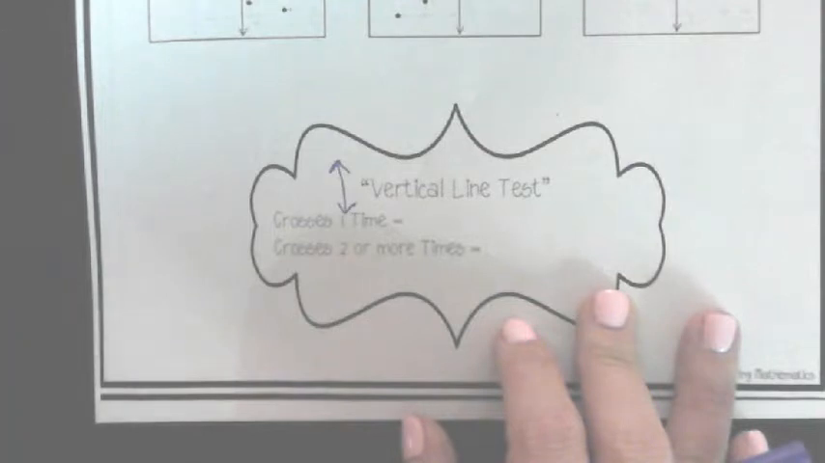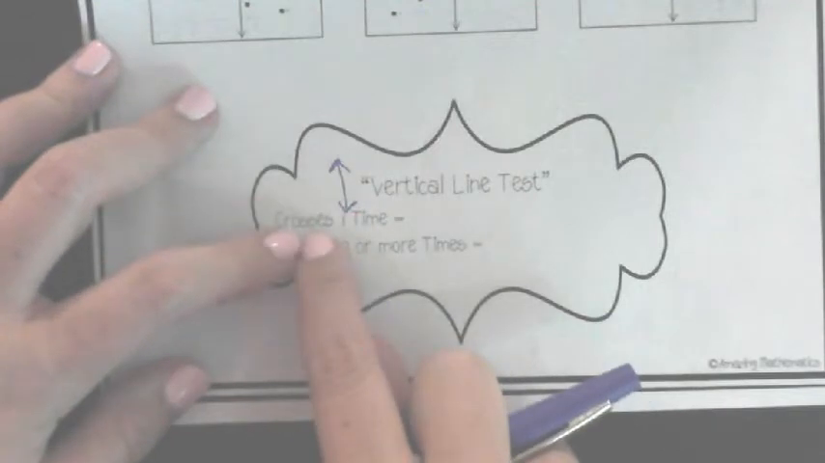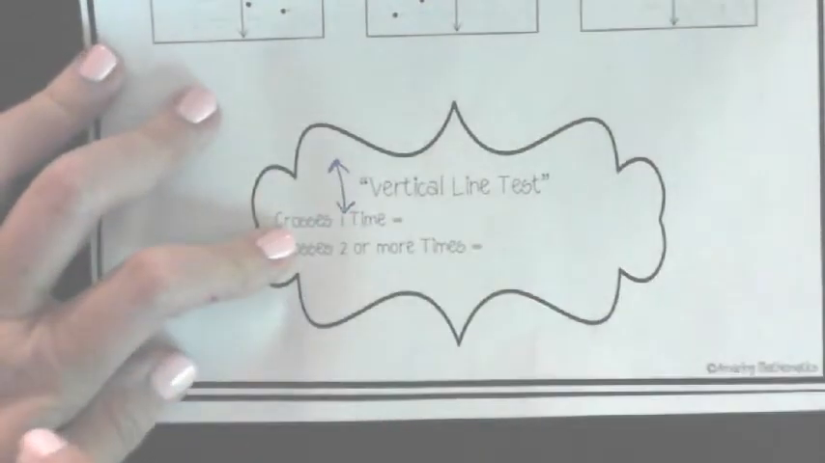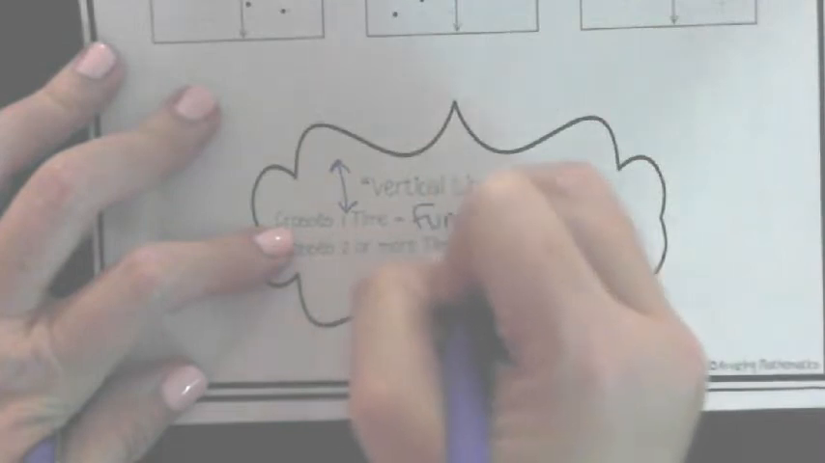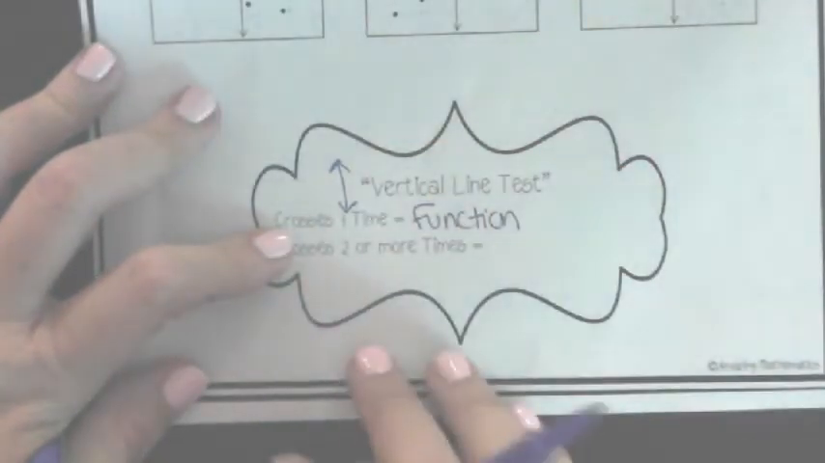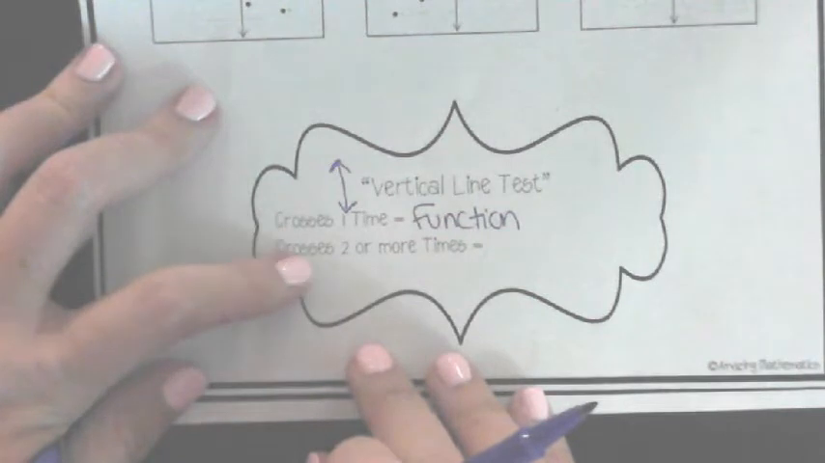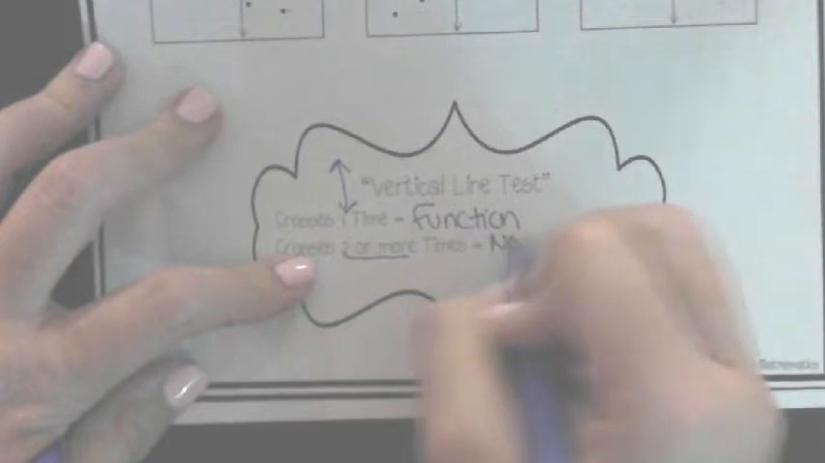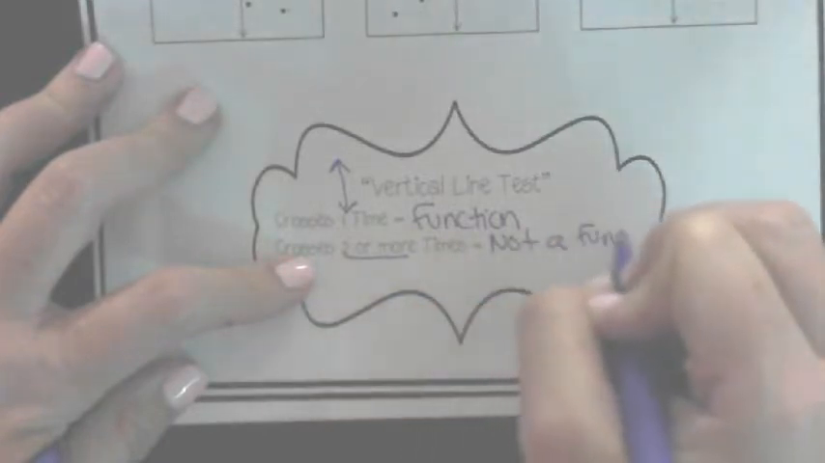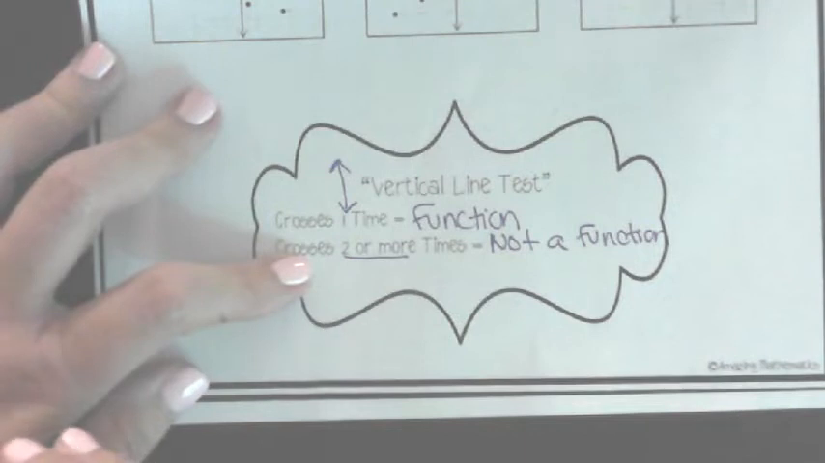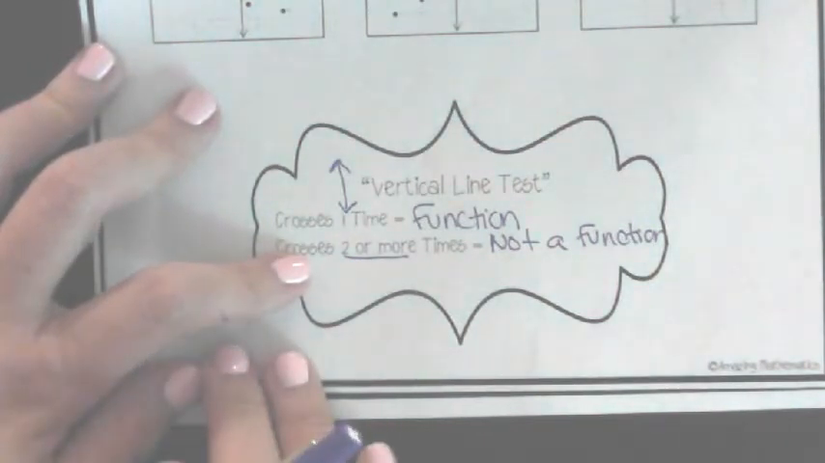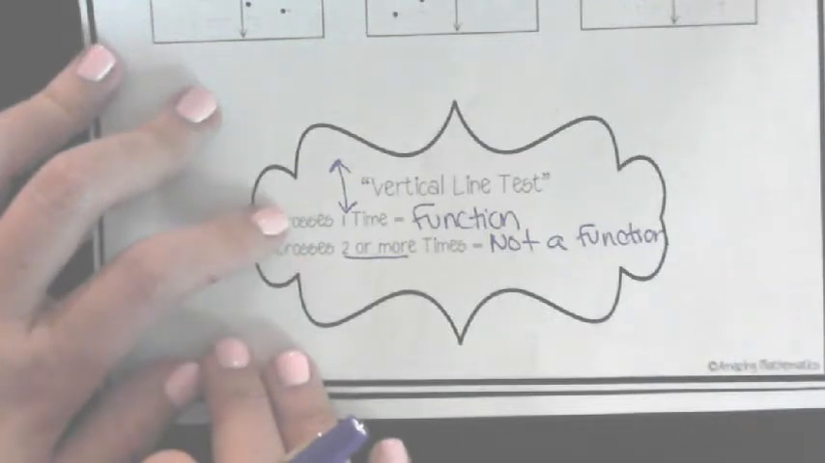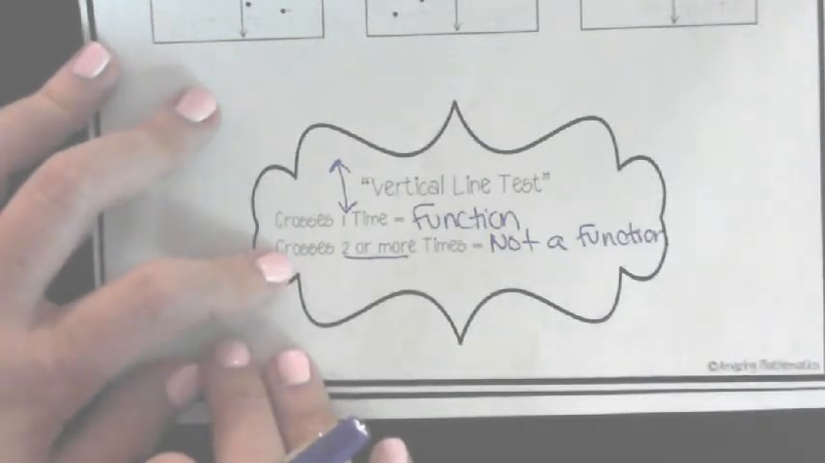And what that means is if you draw a vertical line on a graph and it only crosses that graph one time, wherever you draw it, then that means it is a function. And if for some reason you draw a vertical line on a graph and it happens to cross 2 or more times, that means it's not a function. And I'm going to show you what that looks like with our examples here. So if a vertical line crosses 1 time, that means it's a function. If it crosses 2 or more, it's not a function.